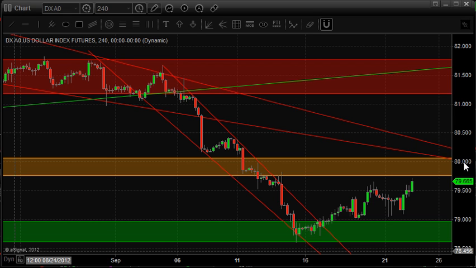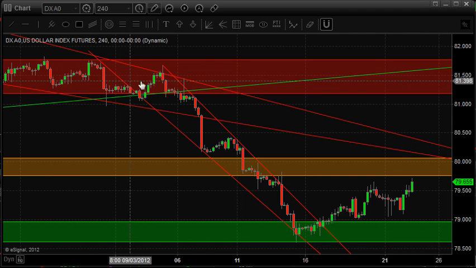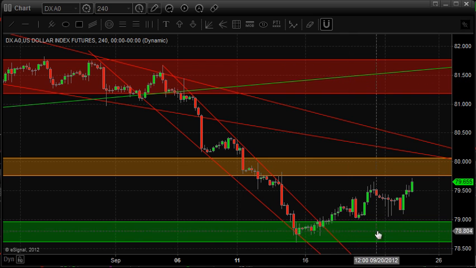Getting back to the charts here, you can see we've got the US dollar index. I've added a couple different color zones. They used to be blue and green. I've added a few more areas of resistance. Going forward, this is a 4-hour chart. We had that big breakdown. We came down to a long-term support zone, which is this green zone down here.